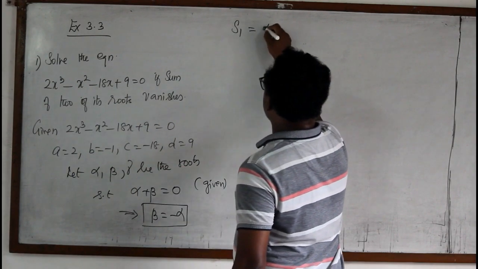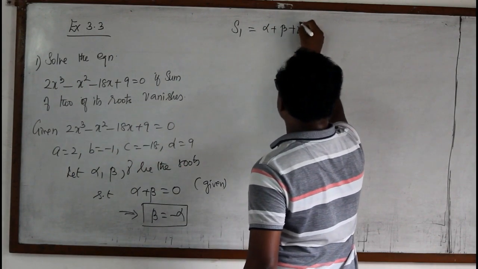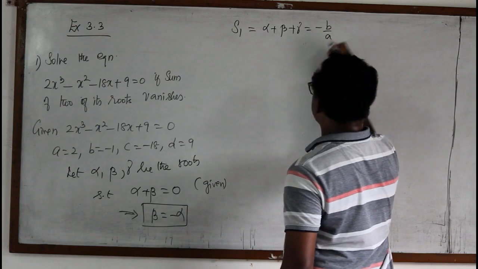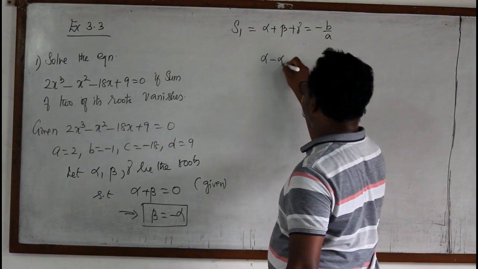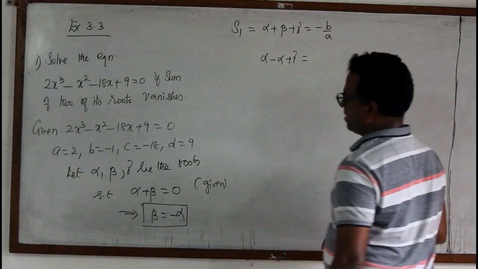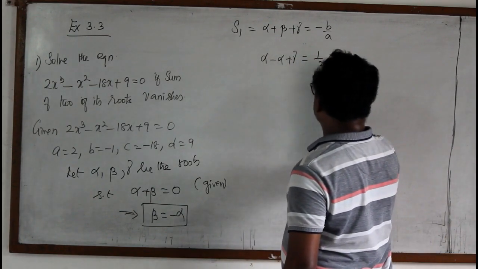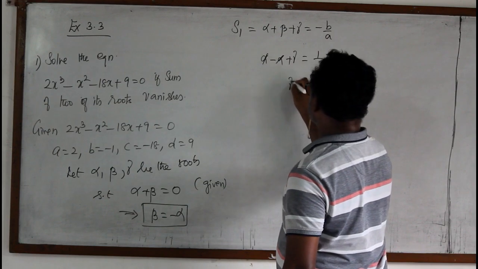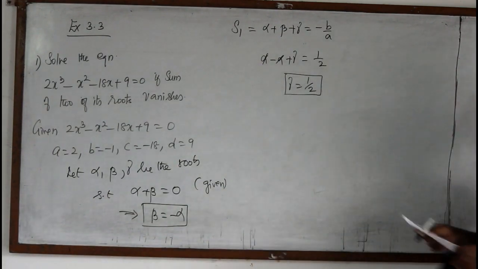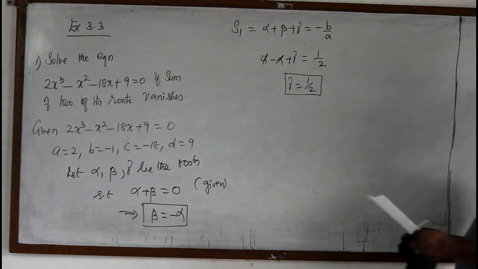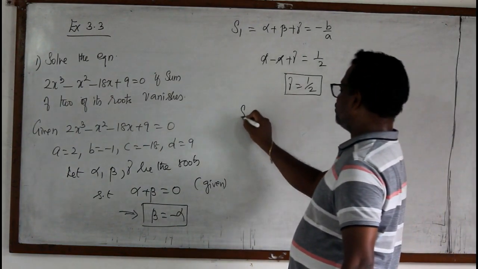S1 equal to alpha plus beta plus gamma is minus b by a. Instead of beta, you can write minus alpha, then gamma. It is plus 1 by 2. So alpha cancels. Gamma value I got as 1 by 2. So straightaway we got one root. Now we shall go for S2.